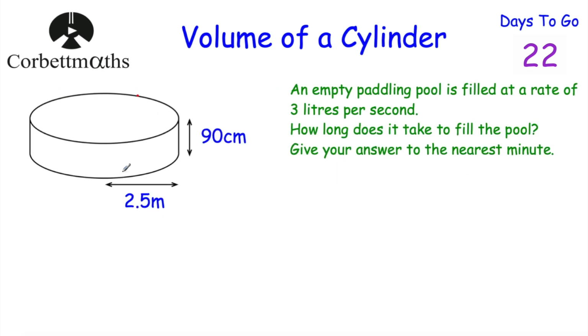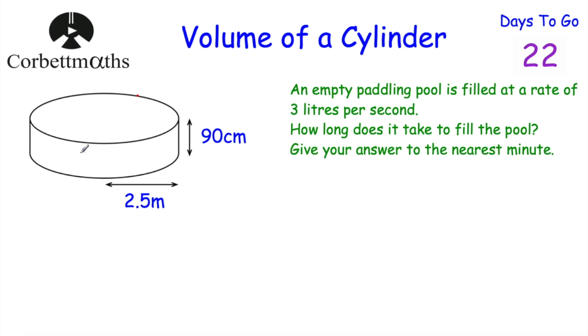Question says an empty paddling pool, so this is a paddling pool and it's empty, and it's being filled at a rate of 3 litres per second. So there's perhaps a hose put in it and it's being filled up at 3 litres per second. So every second 3 litres is going into that paddling pool. And the question says, how long does it take to fill the pool? Give your answer to the nearest minute. Okay, and feel free to press pause and to try this question now yourself and see how you get on.